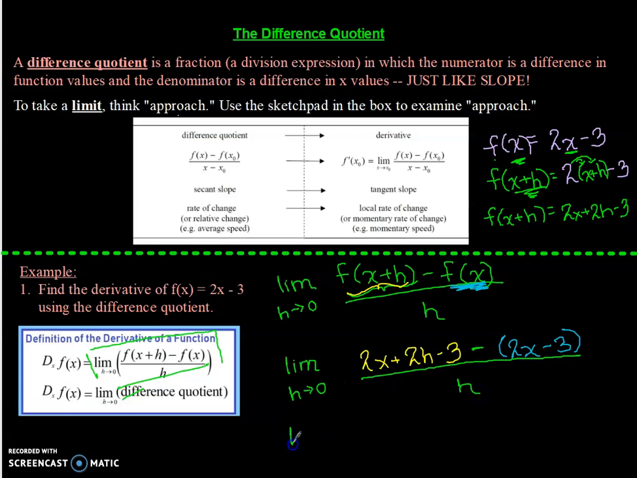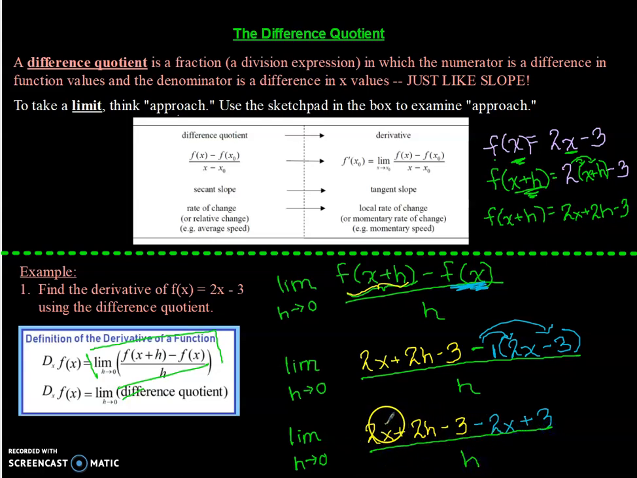So bringing this down, what I have is 2x plus 2h minus 3. And I'm going to distribute that negative that's in front of the f of x. That'll give me minus 2x plus 3, because that negative is technically a negative 1 that I'm distributing. So I'm just changing the sign when I multiply by negative 1. So that'll give me negative 2x plus 3. Again, all over h.